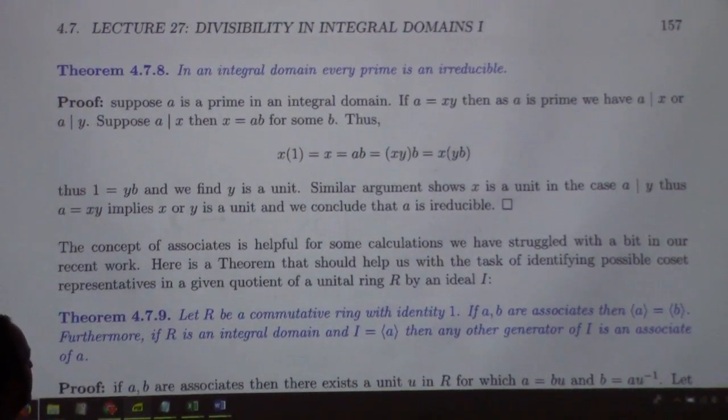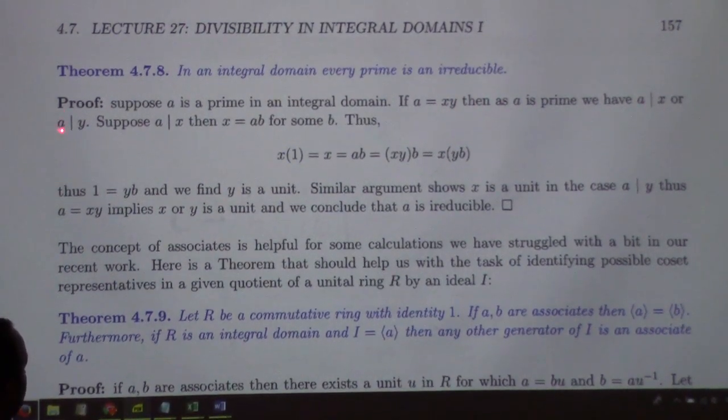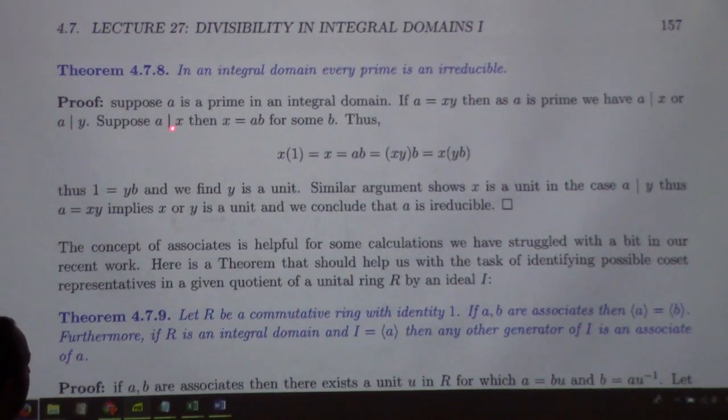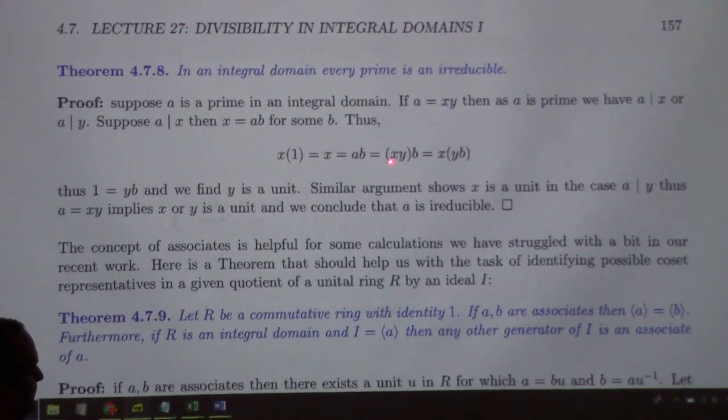Let me just take a minute to work through this proof at least. So if A is a prime in an integral domain, if A is equal to xy, then as A is prime, we either have A divides x or A divides y, right? Now if A divides x, that means x is equal to AB. So we can look at x times 1, which is equal to x, which is equal to AB. And then where's this xy coming from? Remember, A is equal to xy, so I expanded A back into xy again, which is equal to xyb. Then I said that this equation implies that 1 is equal to yb.